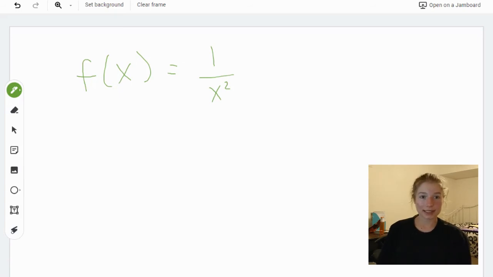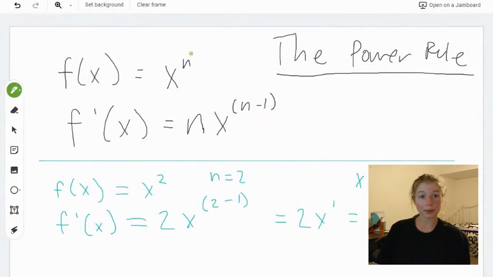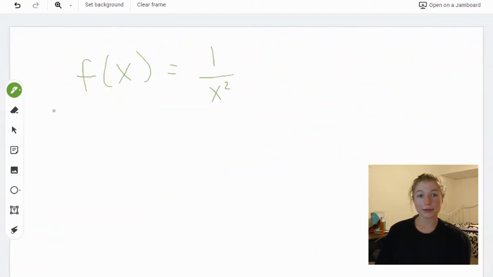We're going to do one last example today. F of x is equal to 1 over x squared. Now, right off the bat, you're going to notice that this isn't in the same form as our power rule. It's not x to the power of something, it's 1 over x to the power of something. When finding the derivative, it's important to be able to rewrite the equation in whatever form is most valuable to you. In this case, we want to rewrite the equation as x to the power of something.